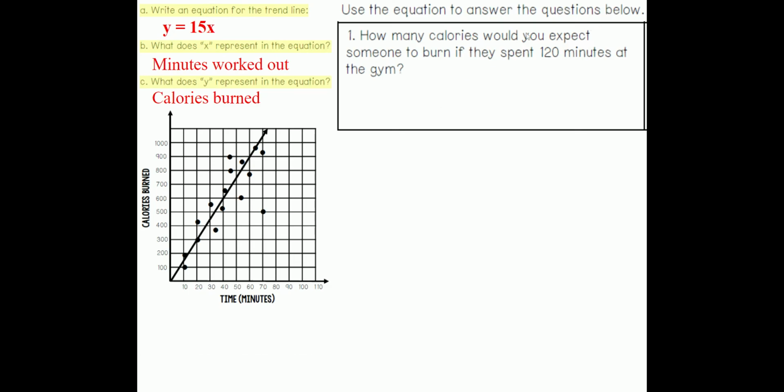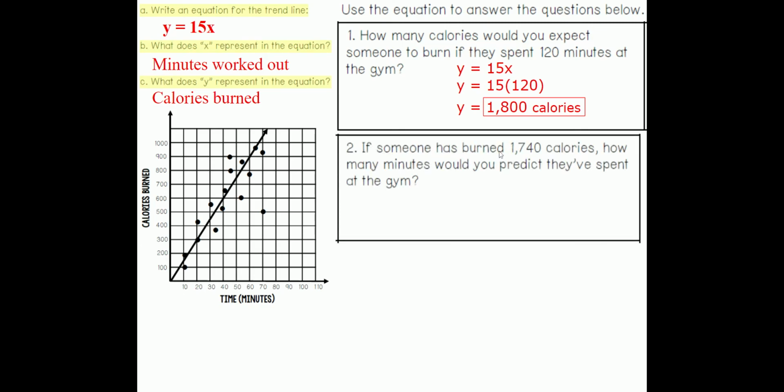We're going to use the equation to answer the questions below. And this is our equation. y equals 15x. How many calories would you expect someone to burn if they spent 120 minutes at the gym? Now remember, y represents the calories burned, and x represents the minutes worked out. So they want to know the calories burned, which is y. We don't know that. That's what we're looking for. And they give us the minutes, which is the x. So y equals 15, bring that down. x, we know what x is because they told us it's 120 minutes. So how many calories will they burn if they exercise for 120 minutes? We should expect them to burn around 1,800 calories. So you multiply 15 and 120 and you get 1,800.